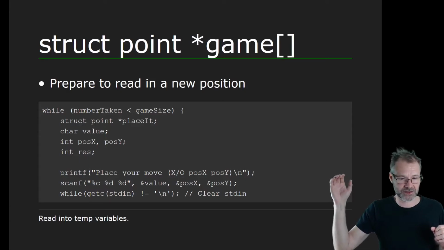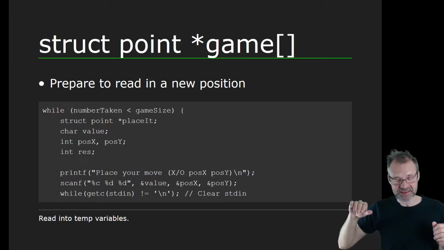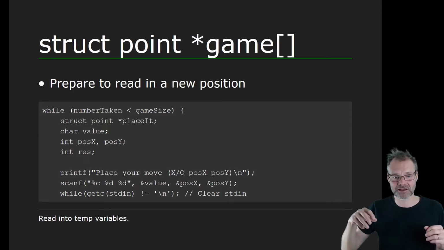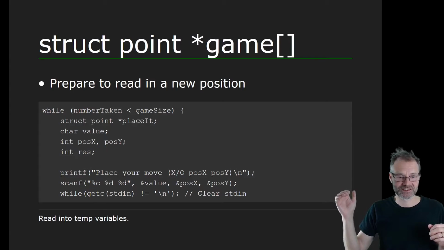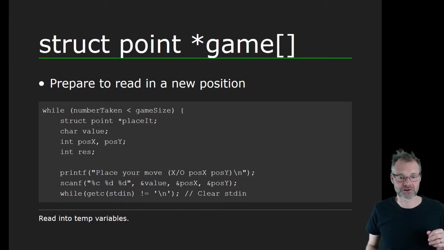So just a bit of printf, then I'm going to scanf into these temporary variables, and then I'm doing a fix here. I'm clearing the standard in. That is just because sometimes when I'm doing a lot of scanf in a loop, the \n, the newline character, is still available on the next read. So this dirty while loop here is just to clear the standard in and be able to use scanf in a loop like I'm doing here.